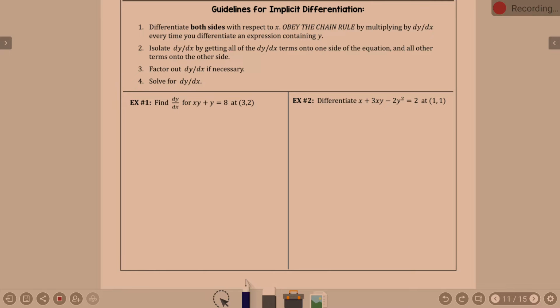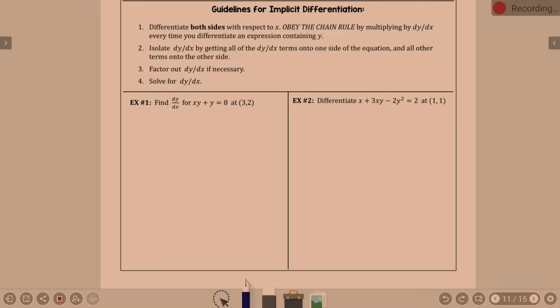Let's look at example 1. It asks us to find dy/dx, the derivative, for xy plus y equals 8 at (3, 2). Do we plug in (3, 2) right away? No, because we're not just finding the equation. We have to find the derivative first and then plug in (3, 2). So right off the gate, how do we take the derivative of xy? Not yet, we have to take the derivative first.